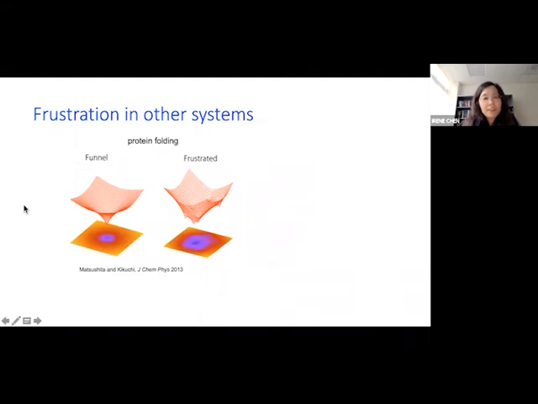So for this audience, I thought it'd be fun to just point out the analogy to frustration in some other systems. In protein folding, this concept is used to describe the difference between a very nice folding landscape where no matter where you start in conformational space, the protein is funneled into the minimum energy fold, compared to a frustrated landscape where maybe you get a lot of different misfolded forms that are local minima. It might be difficult to get into the native fold.